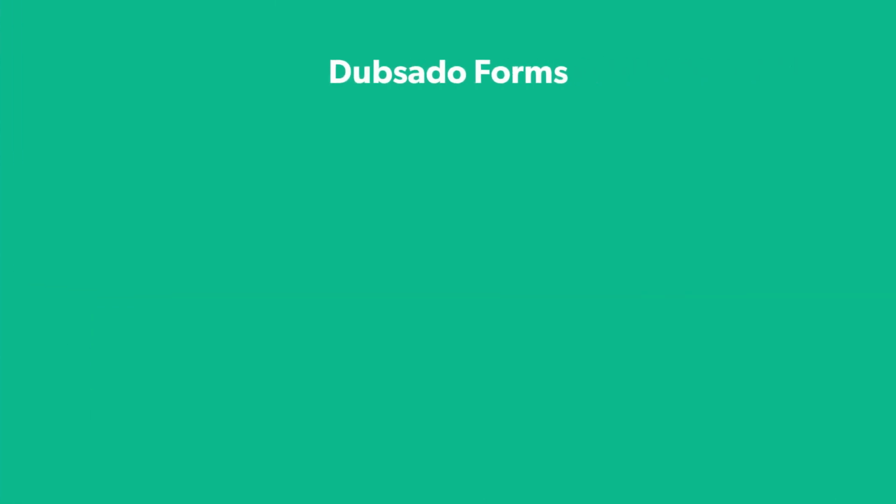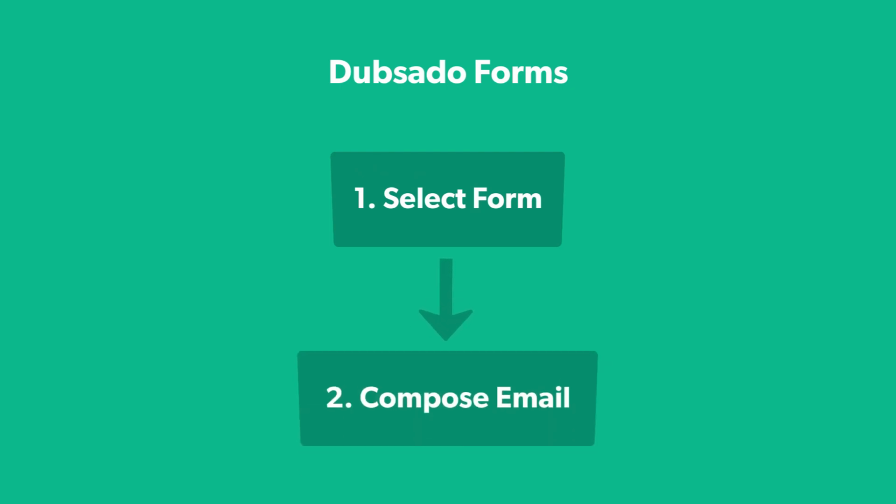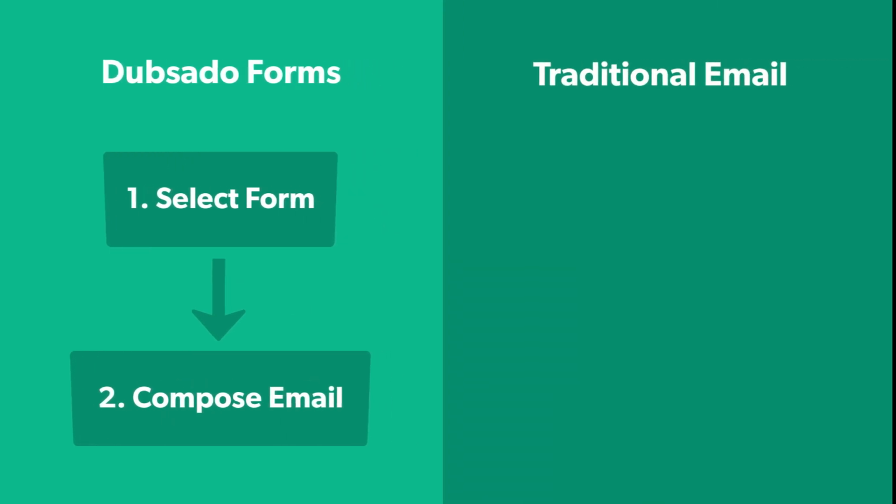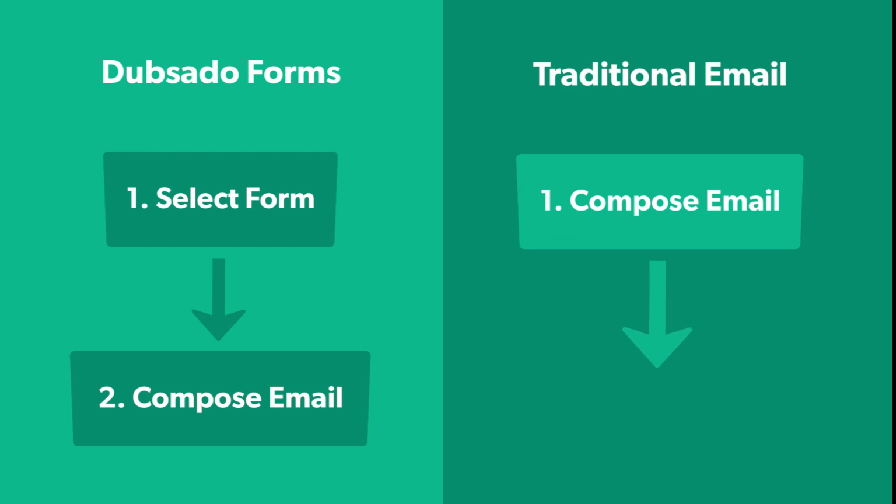In Dubsado, you will always select the content you want to send first and then compose the email that you would like to go out with the form. You're probably used to the opposite order where you write the email first and then select the attachment after.